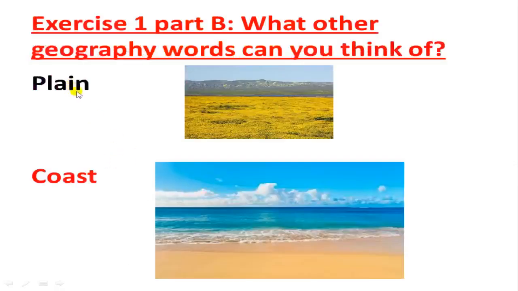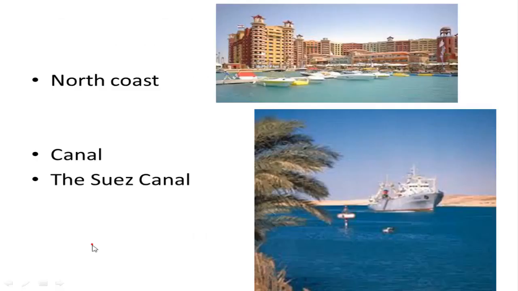Plain. This is a plain, flatland. Coast, this is the coast, the area next to the beach, the shore. In Egypt, we have the north coast, on the Mediterranean Sea.